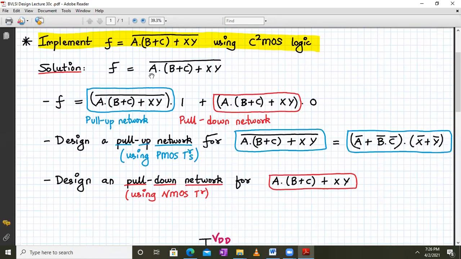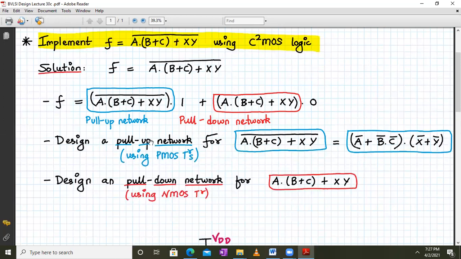First we will write the expression as it is, and then we'll write the expression in the form of pull up and pull down network. The first part over here is my pull up network marked in the blue box, and the second part is my pull down network marked with the red box. Why have we multiplied this expression with logic 1? Because the pull up network connects the output towards VDD, and the pull down network connects the output towards the ground.